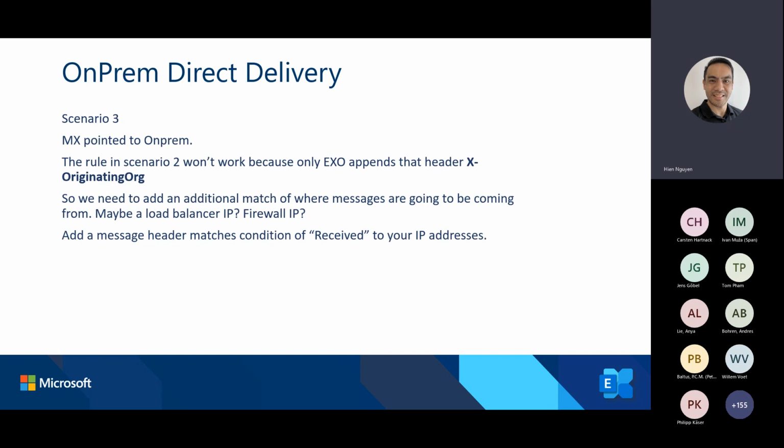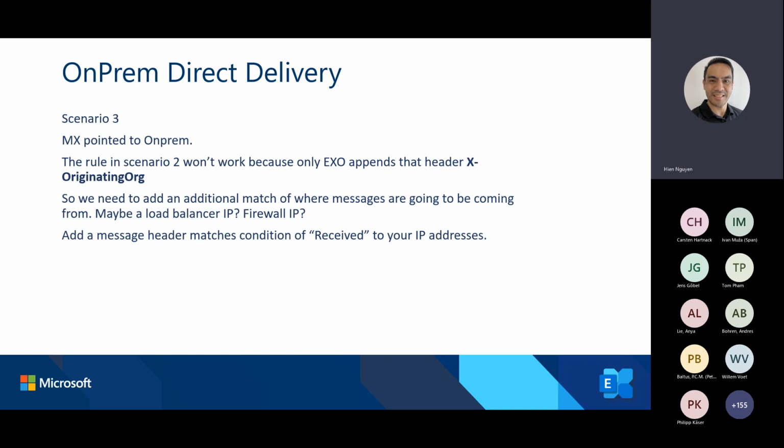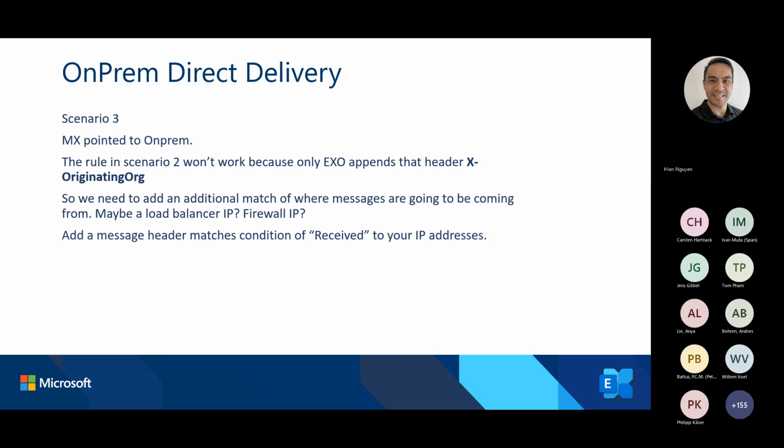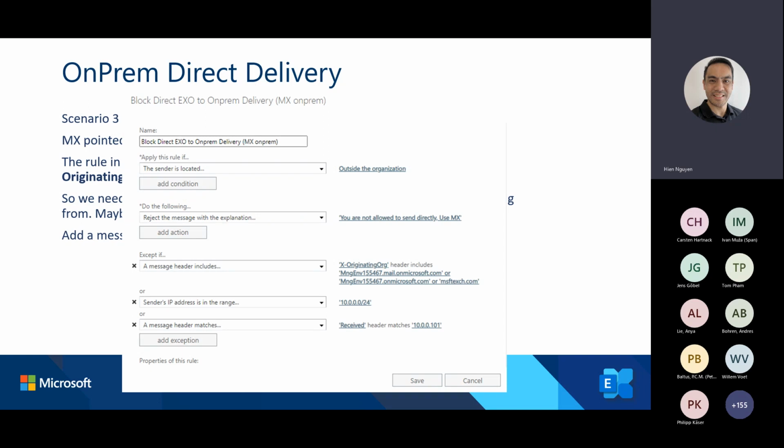So the rule that we just spoke about will not work because we need an additional match. So where your emails are going to be coming from, whether it's a load balancer IP, a firewall IP, or possibly your third-party filtering service IP. So we add a message header where the sender IP address range is maybe your internal domain plus maybe an external IP address or your firewall IP address. So that way it will be allowed into the environment.